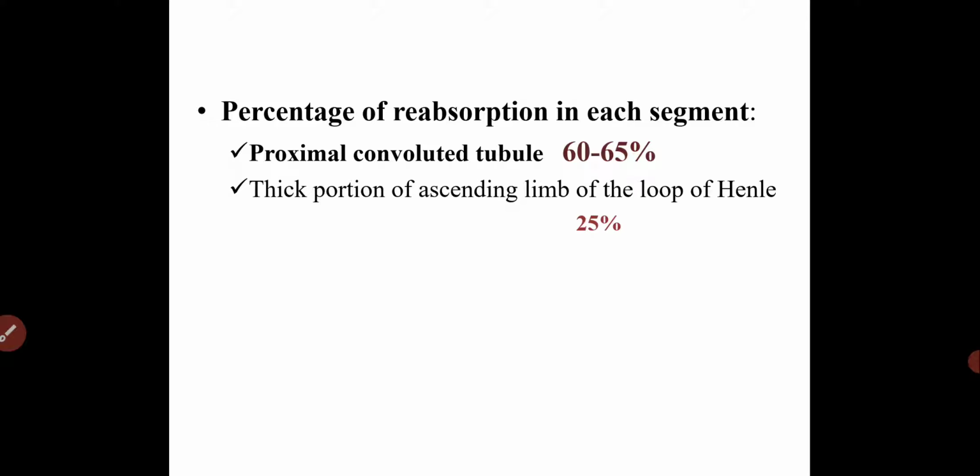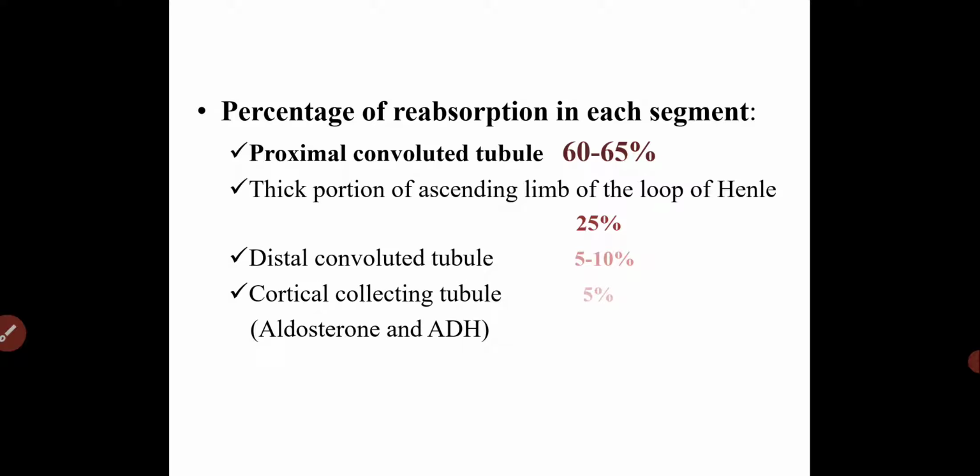Let's see the percentage-wise tubular reabsorption in each segment. First, the proximal convoluted tubule, which we already know about: 60 to 65% of the glomerular filtrate is reabsorbed from the proximal convoluted tubule. Second, the thick portion of the ascending limb of the loop of Henle: the remaining 25% is reabsorbed from the thick ascending limb. Then in the distal convoluted tubule there is 5 to 10%, and in the collecting duct and tubules there is 5%.